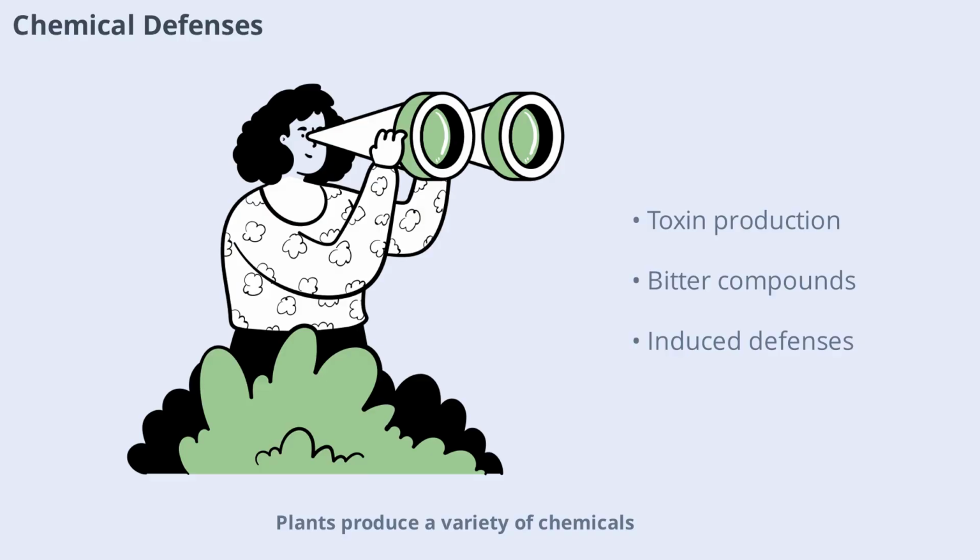Plants produce a variety of chemicals to defend against herbivores and pathogens. These include toxins, bitter compounds, and substances that interfere with digestion. Some chemicals are always present while others are produced in response to attack.